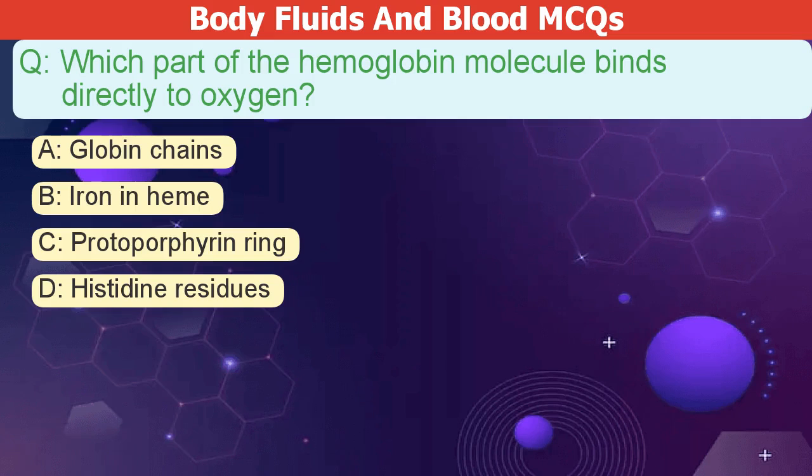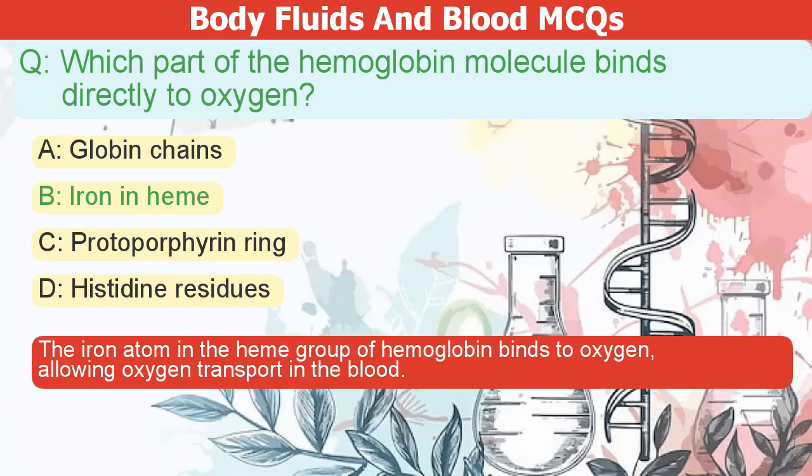Which part of the hemoglobin molecule binds directly to oxygen? A. Globin chains. B. Iron in heme. C. Protoporphyrin ring. D. Histidine residues. The correct answer is B. The iron atom in the heme group of hemoglobin binds to oxygen, allowing oxygen transport in the blood.